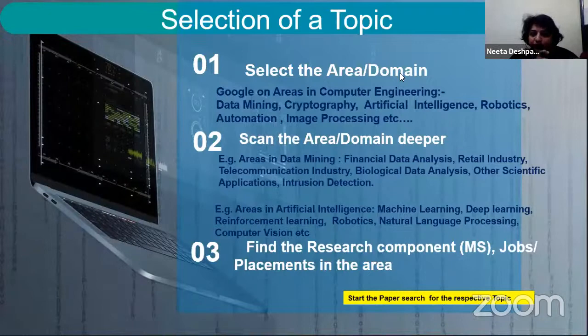So when you were studying the subject, some of the subjects may sound a little interesting to you. So just select that subject on a broader category. Okay, so let's say you have selected data mining, for example. Now you start searching on, of course, Google. Now you start scanning the area more deeper. You go still deeper, and you will find n number of applications related to data mining, maybe financial data analysis, maybe retail industry, maybe biological data analysis, intrusion detection, and many more.